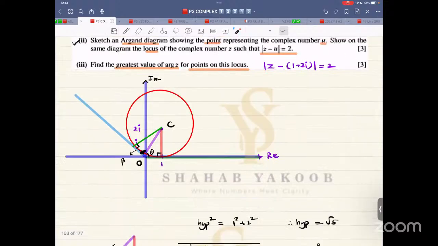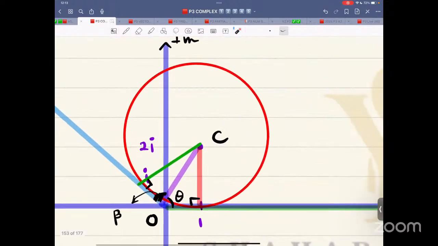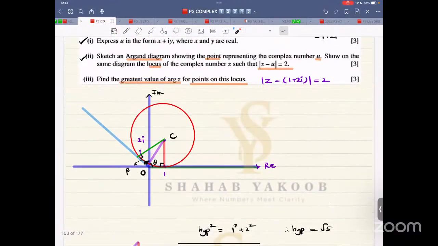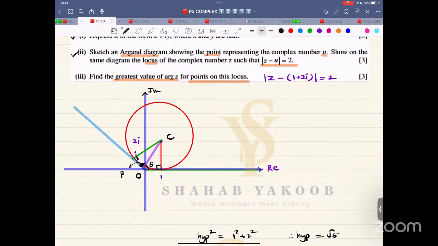So now that is the circle that's drawn. And now what are they asking us? They are asking us the greatest value of the argument of z for points on this locus. Now, first of all, the argument of z has to be a half line, correct? So it has to be a half line over here, starting from the origin, with respect to this circle. If they had asked you for the least value, that was very obvious, that was 0. For the greatest value, you go like this.